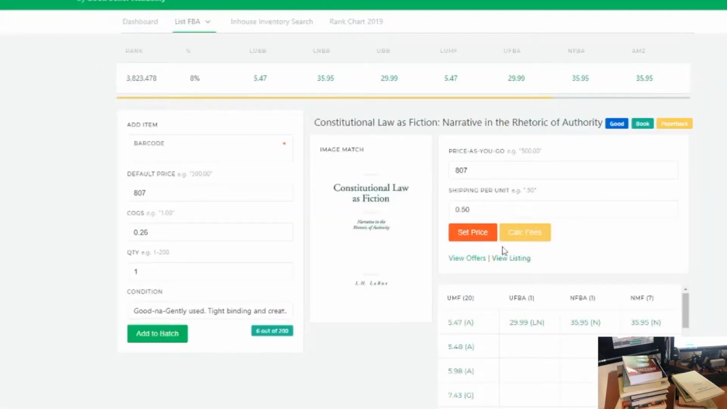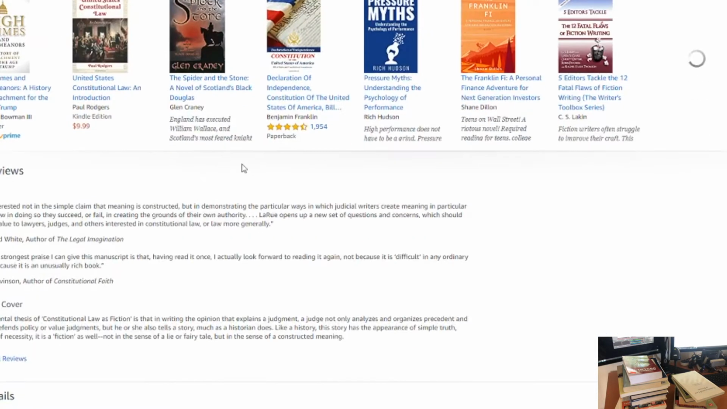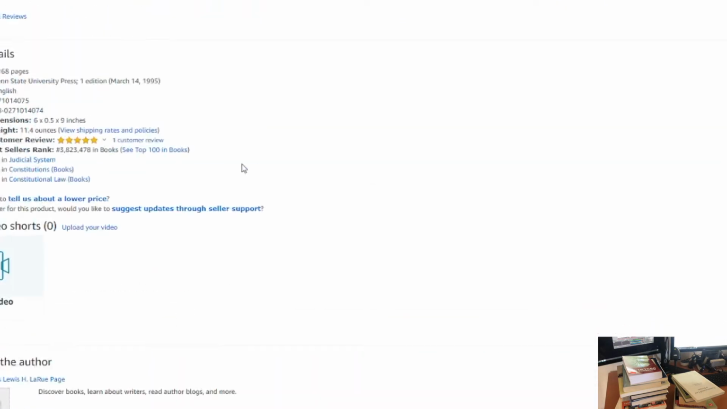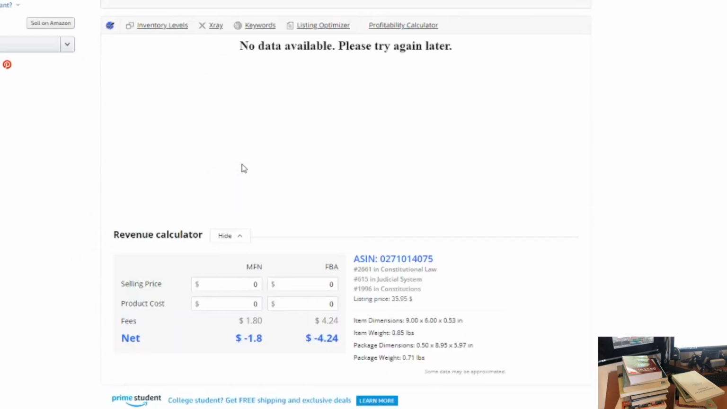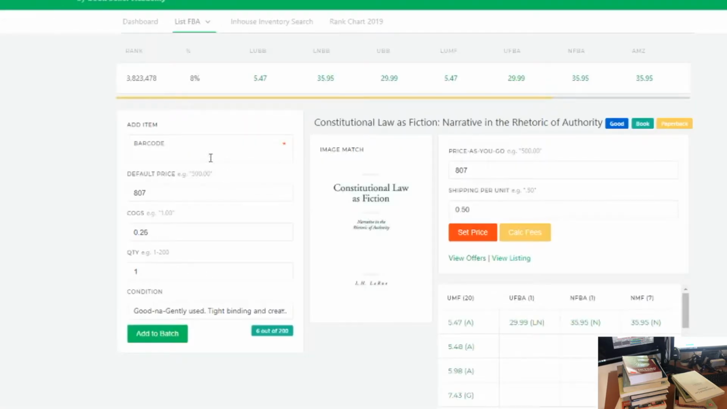Let's make sure that I could actually view the extension. Again, I'm sorry, but it's here. No data available. I don't know why I picked up this book, but at a 3.8 million rank, it's still kind of pushing it. Even if I price it at $29.99, profit is $20. I'm not sure if it will sell.